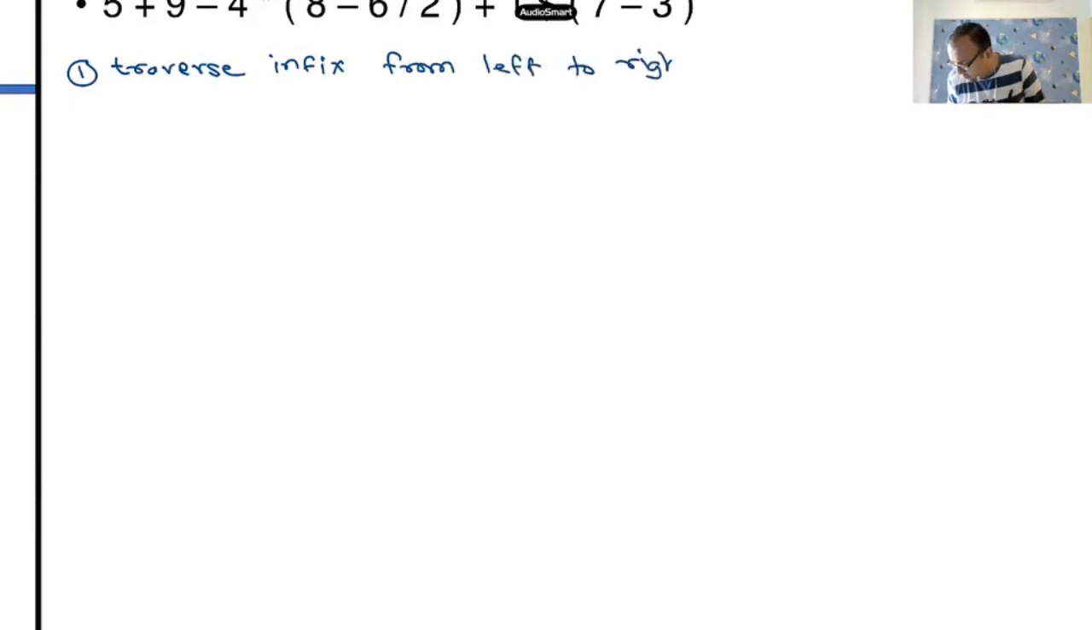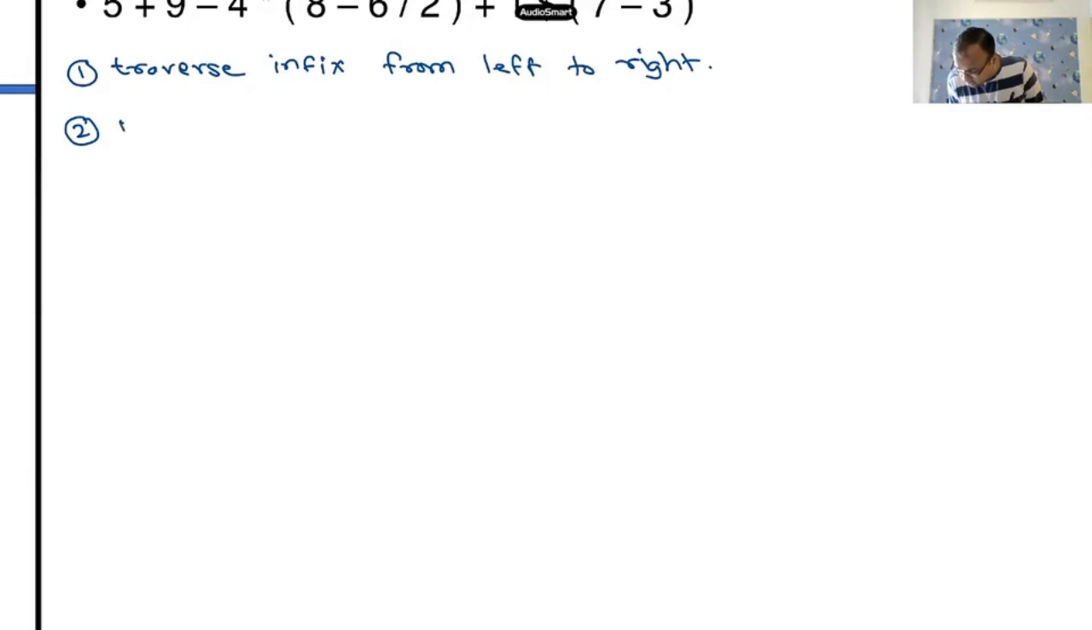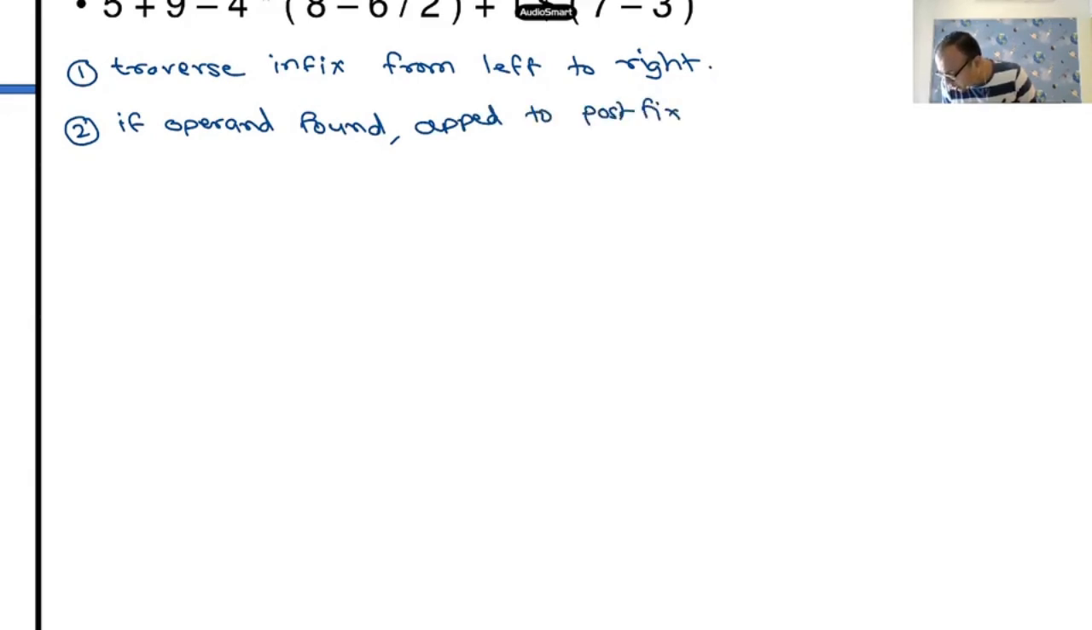from left to right. Traverse infix from left to right. It is done, it's not a problem. The second one, what is the second one? Now what do we have to do, left to right. Now what is the second point, what about operands? Can you complete this statement? If operand found, yes, append to postfix. Okay, that is good.